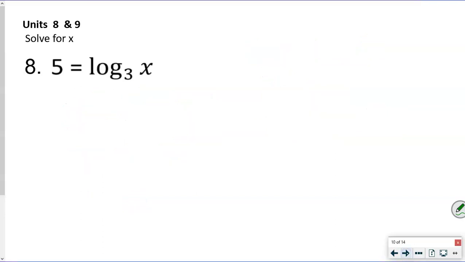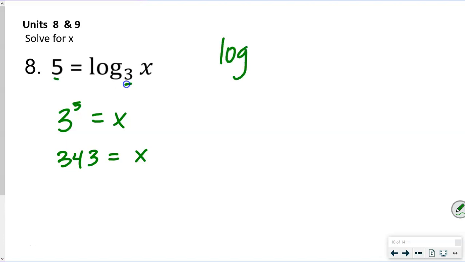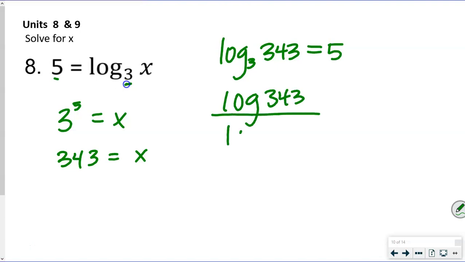All right, number 8. This time again, we're going to change it into exponential form. So we take our base, which is 3, to the 5th power, and that equals our x. So 3 to the 5th is 343, and that equals x. Okay? So here again, to check it, you could say the log base 3 of 343 equals 5, right? So you could say log of 343 divided by the log of 3, and that should equal 5.